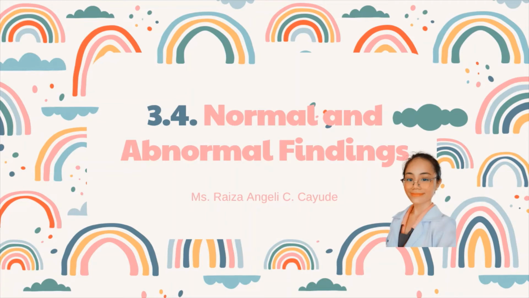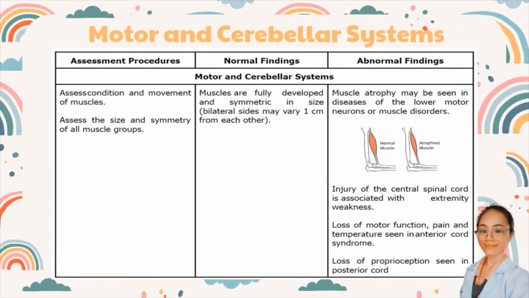Next, we have the normal and abnormal findings in neurovascular assessment. So first, we have your motor and cerebellar systems. Assess the condition and the movement of the muscles, and also their size and symmetry of all the muscle groups. The normal findings would be that the muscles are fully developed and symmetric in size.